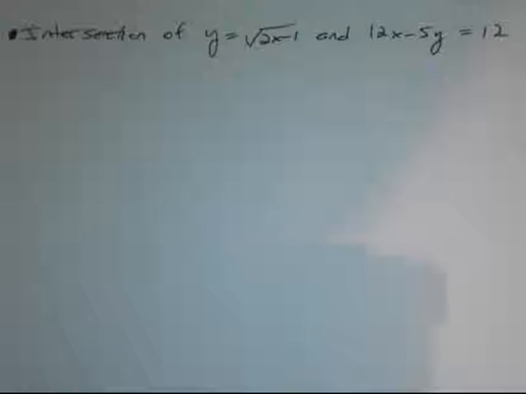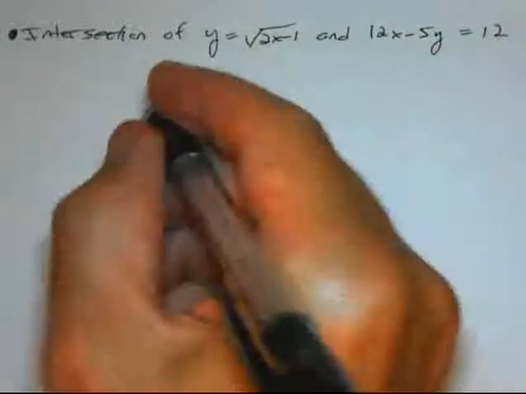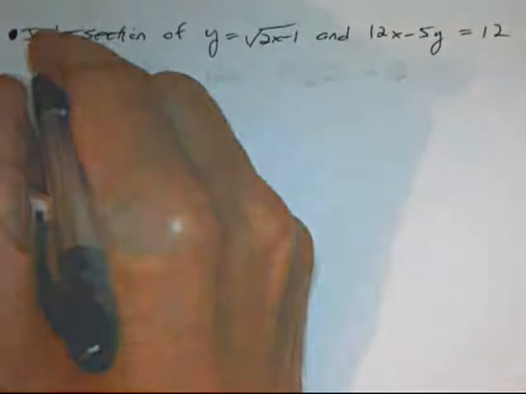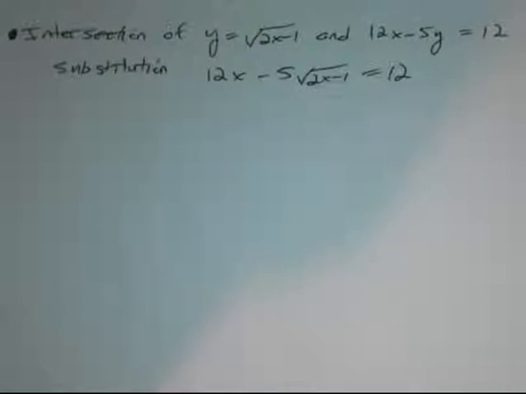So algebraically, we're looking for the intersection of y equals 2x minus 1 and 12x minus 5y equals 12. Once again, a nonlinear system, and as in the previous one, it looks like it's already well set up for substitution. Let's go with that. Okay, this leads us to another radical equation.